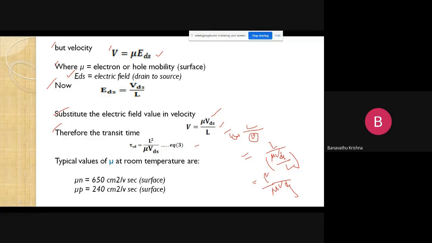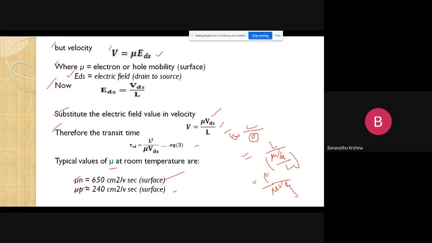Next, here mu is the mobility of the charge carriers. The typical value of mu at room temperature for electrons is 650 centimeter square per volt second on the surface, and for holes 240 centimeter square per volt second. These are the values for mu n and mu p.